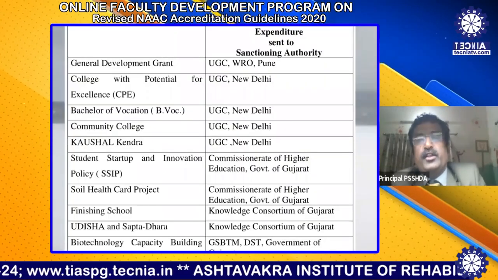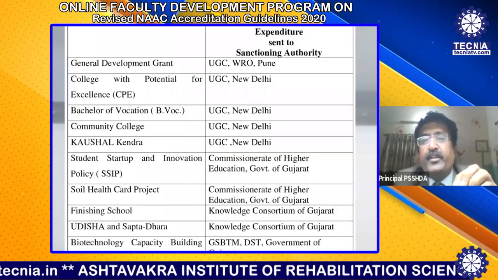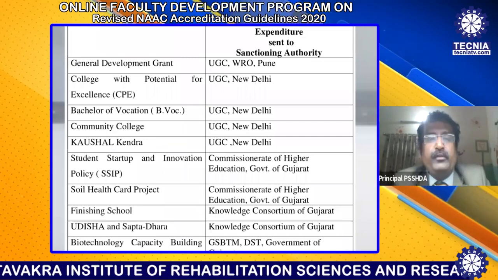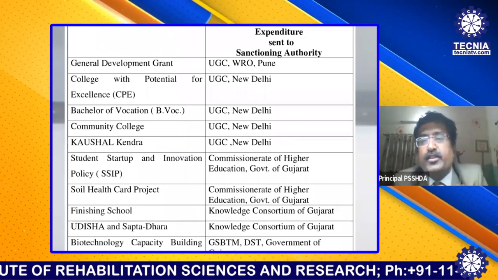Like if you are having a general development grant, then you are submitting your utilization certificate to the Western Regional Office of UGC Pune. If you are having a CPE grant, you are submitting all the documents to the UGC office, New Delhi.